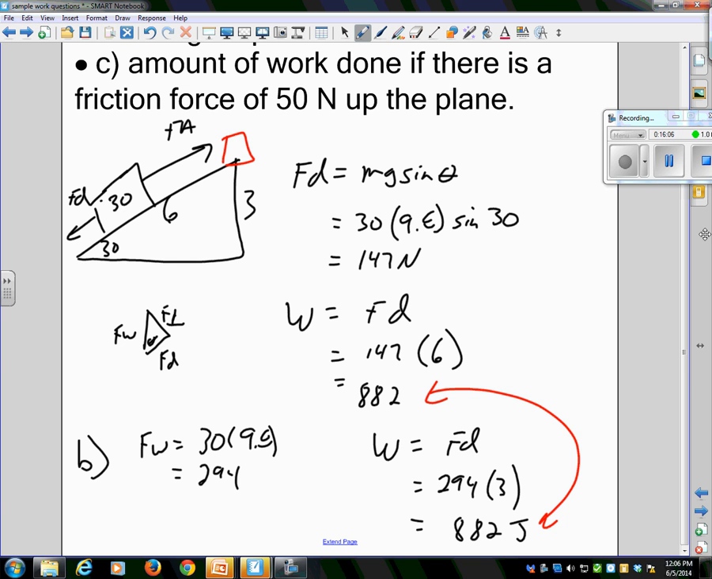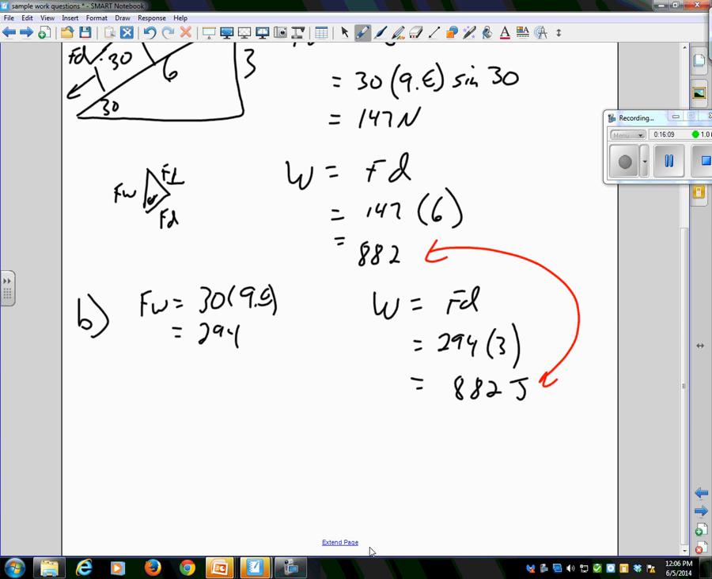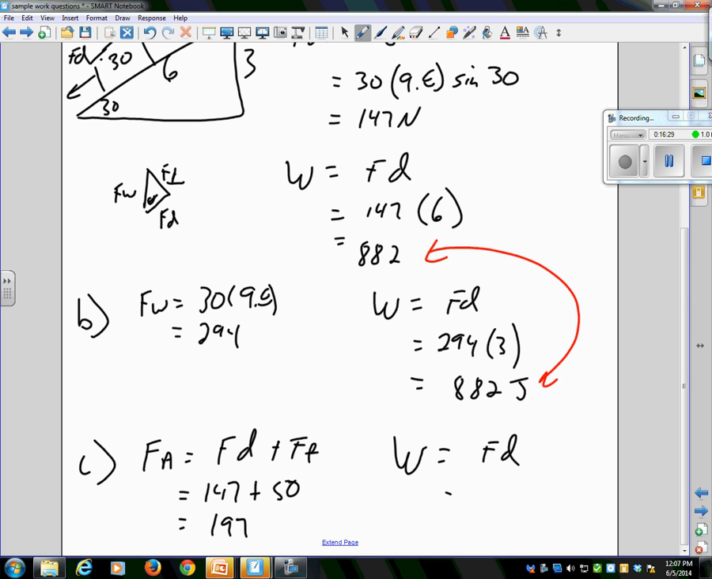Now, the problem with ramps is that there's going to be friction. So if there's 50 newtons of friction force, then your applied force is going to be F_D plus the friction force, so it's going to be 147 plus 50, 197. W equals FD, 197 times 6 meters, 1182 joules. So even though it's easier to go up the ramp, you still have to do slightly more work.